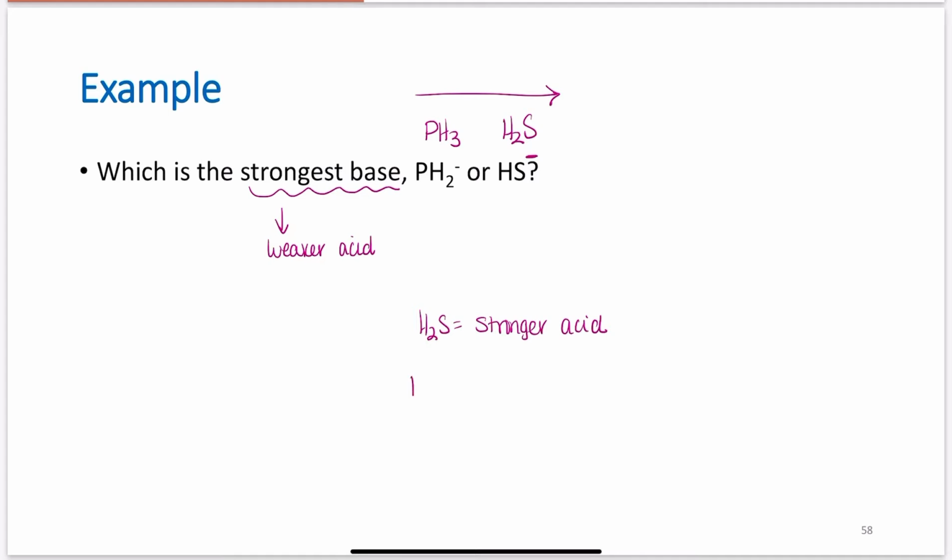Which means that PH3 is the weaker acid, and PH2 minus is the stronger base. It's more willing to accept that proton back. It's less likely to want to lose that proton. It wants to keep it more than H2S does.